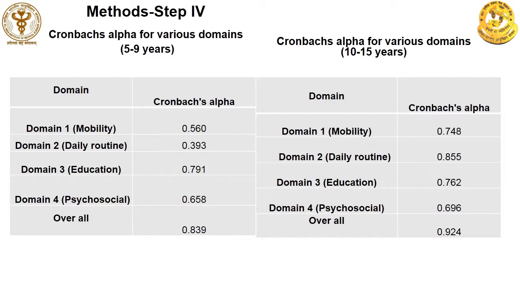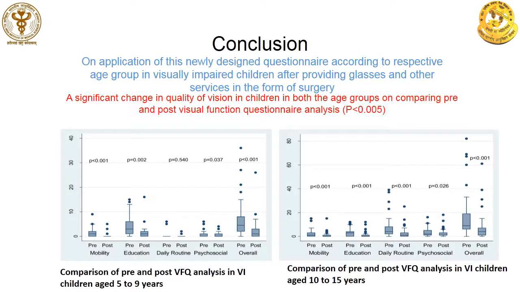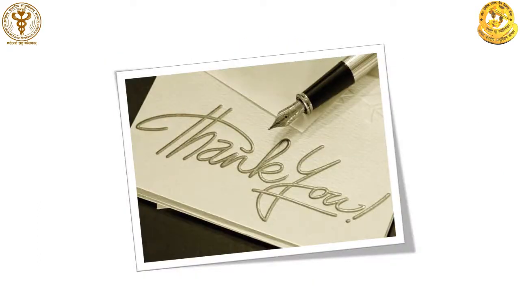So on calculating the Cronbach's alpha in both the age groups, it was found that in the younger age group, 2 domains were the ones in which the Cronbach's alpha was less than 0.6 and the overall was 0.839, whereas in the higher age group, all the domains had their individual Cronbach's alpha of more than 0.6 and overall alpha was 0.924. So when this VFQ was subjected to the children after giving them surgery, like squint or cataract, and providing them with the glasses, there was a significant change in the visual function quality, with p less than 0.005. Thank you.